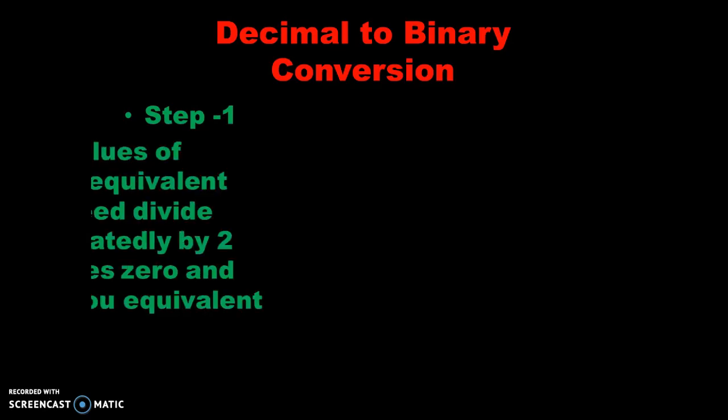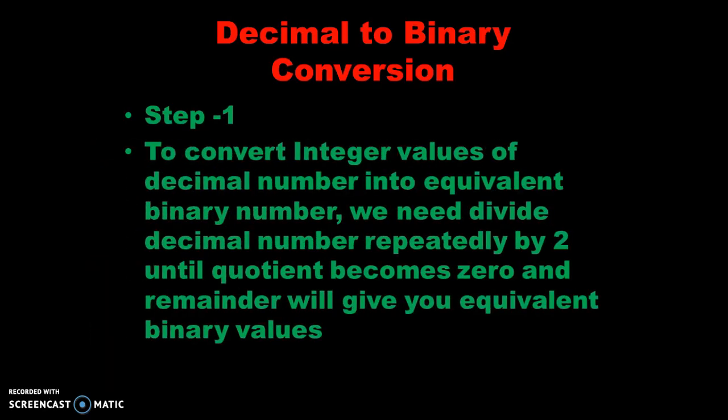Step number 1. To convert integer values of a decimal number into an equivalent binary number, we need to divide the decimal number repeatedly by 2 until the quotient becomes 0, and the remainders will give you the equivalent binary values. We'll see one simple example and then this statement will be very clear for you.